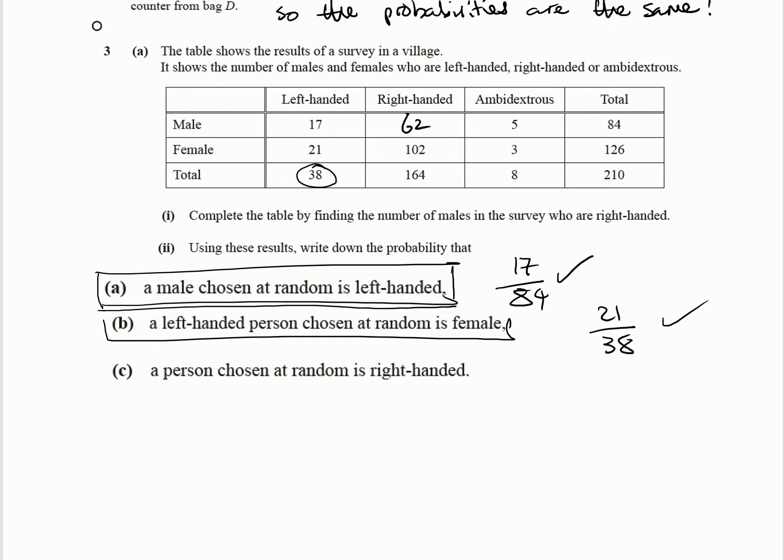Once again, let me just explain what happened there. I'm choosing just from the males, and there's only 84 of them. They need to be left-handed, so that's 17 out of the 84. In part C, a person chosen at random is right-handed. Now I get to choose out of the 210. And out of those 210 people, the right-handed ones are 164.